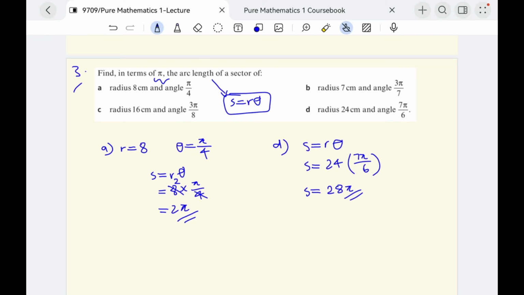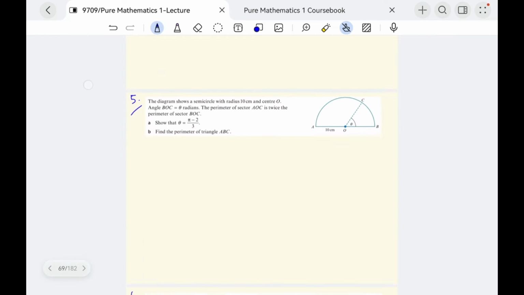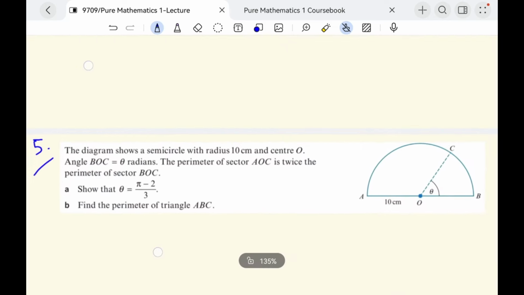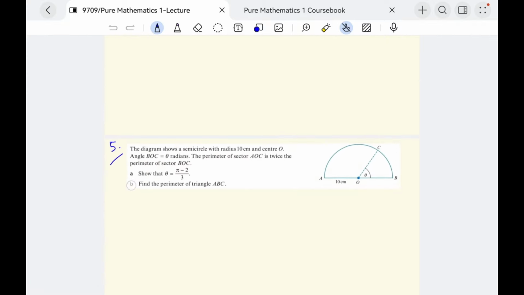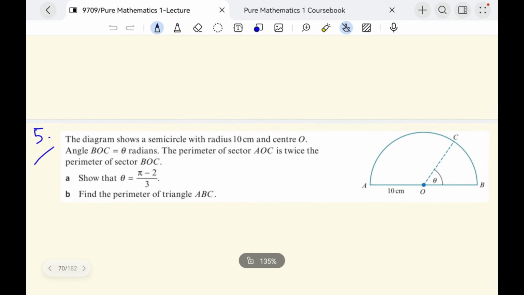So I don't think this part is difficult for you. So why don't we proceed to the challenge question, although this is the simple one. Alright, let's jump to question 5.